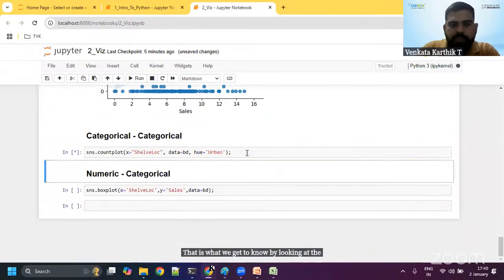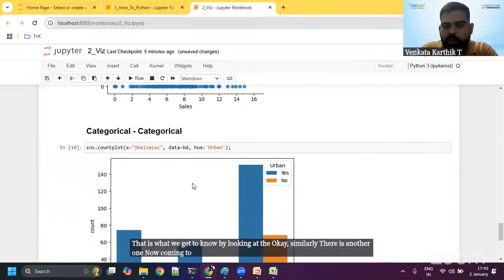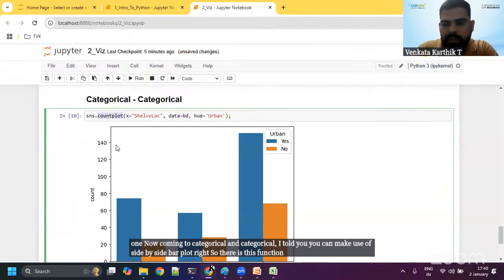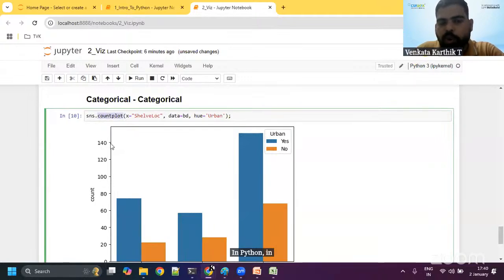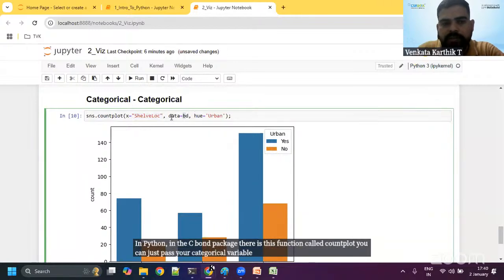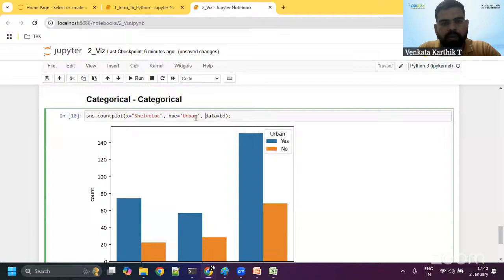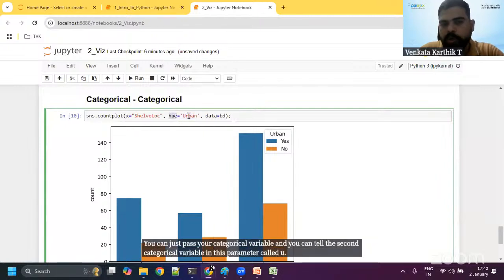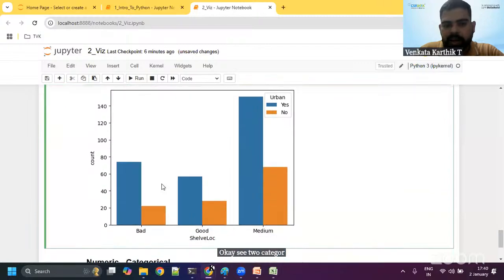Similarly, coming to categorical and categorical, I told you that you can make use of a side by side bar plot, right? There is a function called count plot in the Seaborn package in Python. You can just pass your categorical variable, and you can pass the second categorical variable in the parameter called hue. See, I'm giving two categorical variables and it will plot like this.